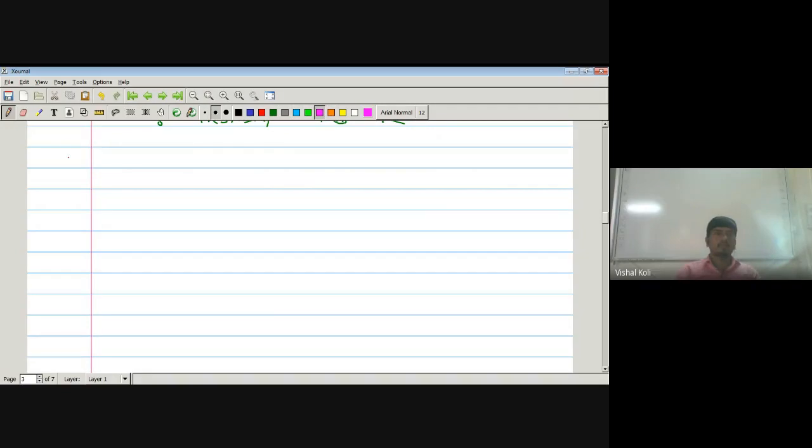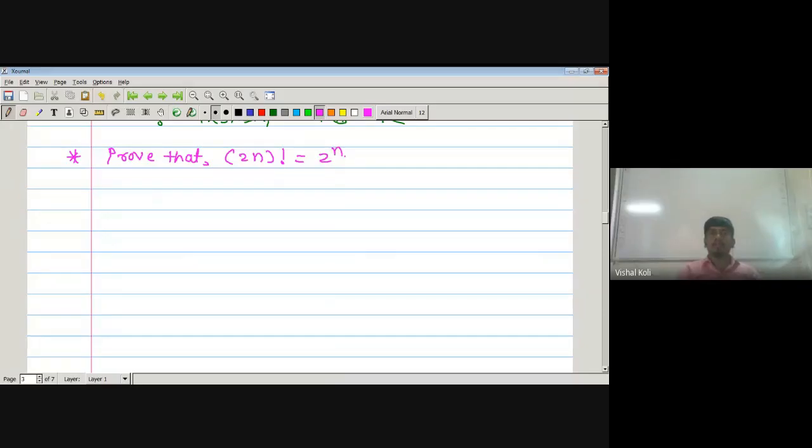Now, prove that 2n factorial is equal to 2 raised to n into n factorial into 1 into 3 into 5 up to 2n minus 3 into 2n minus 1. Okay, we have to prove this result. So let us see its proof. Either we can consider LHS and find out RHS, or consider RHS and find LHS. So we will first use the LHS to find out the RHS.